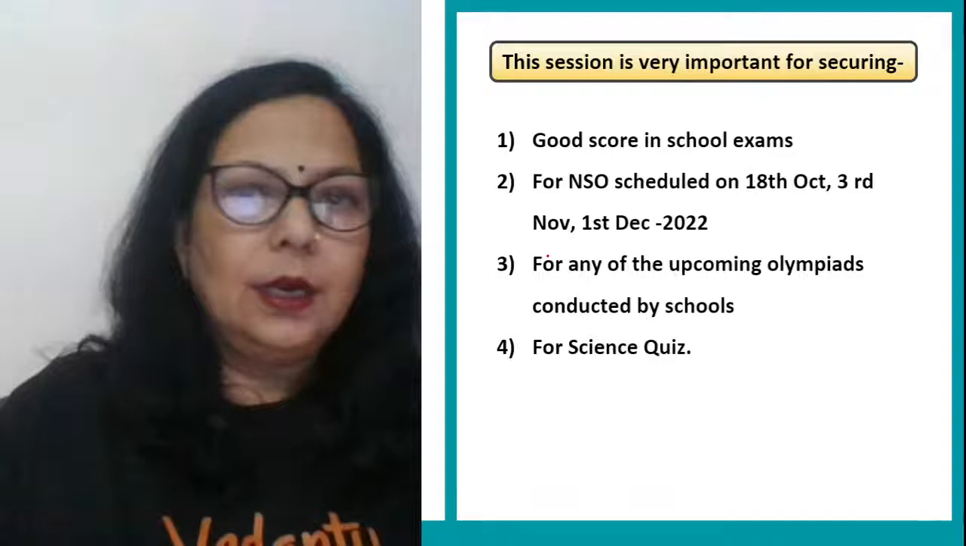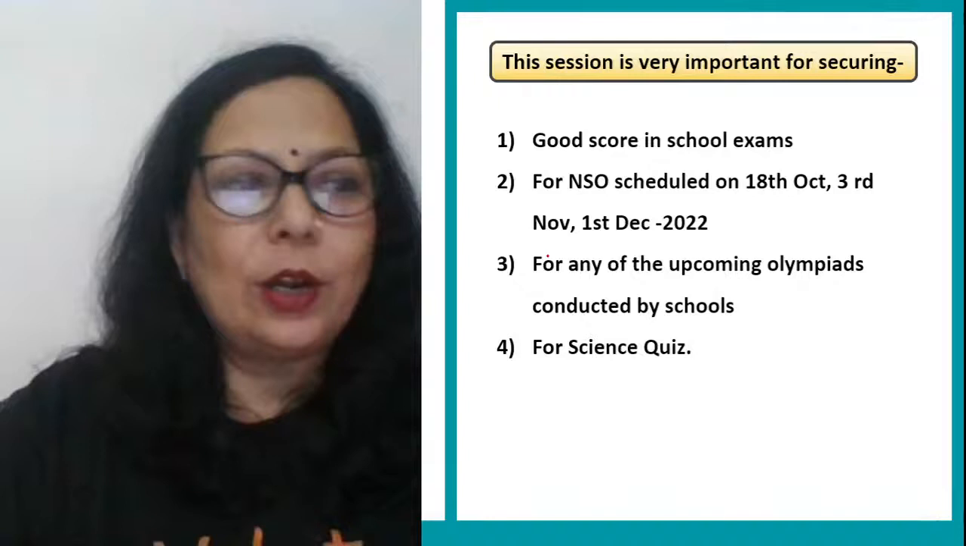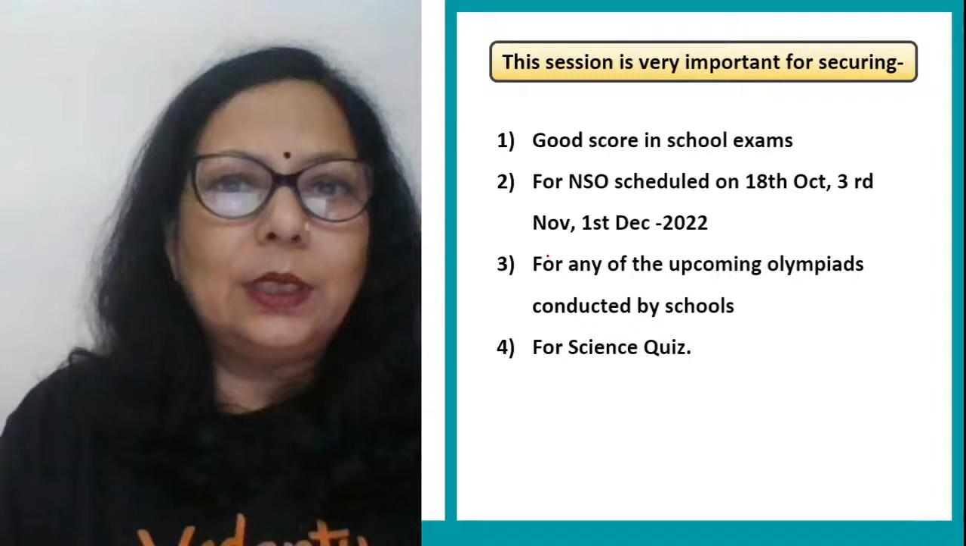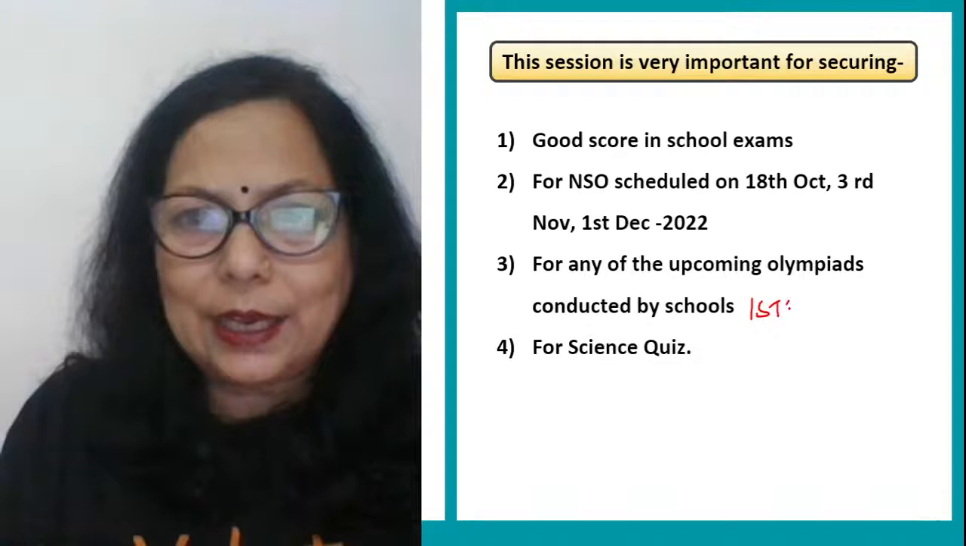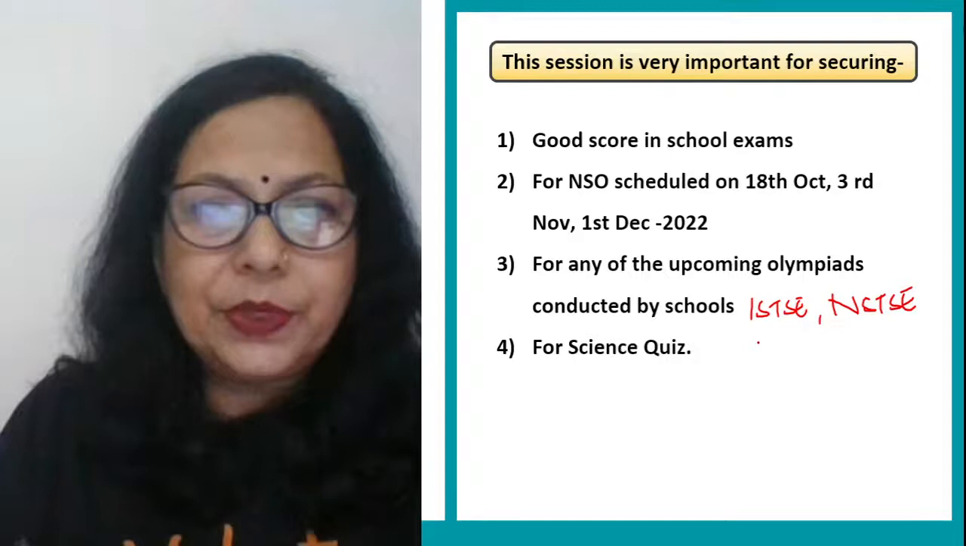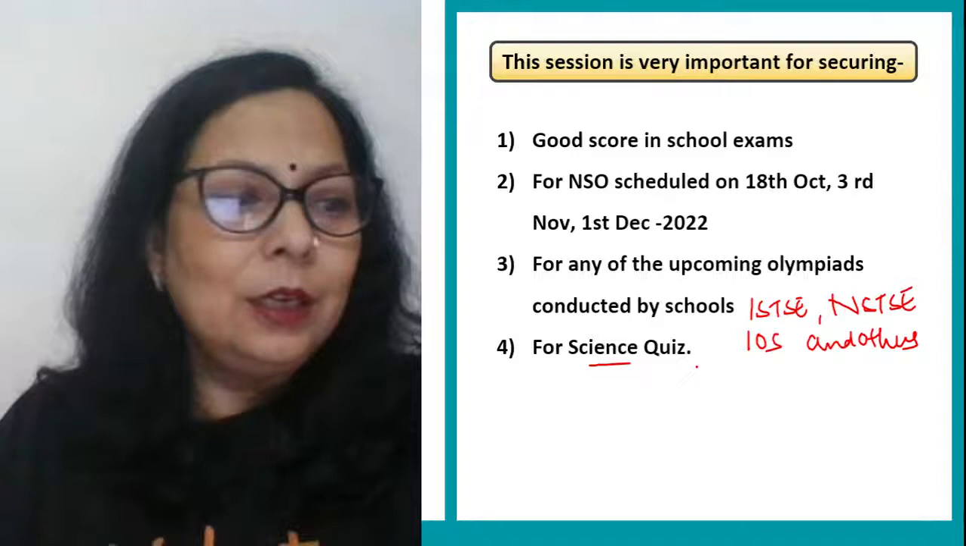First of all, it is important for securing a good score in the school exams. When you do this, your score will definitely be good in the school exams. For NSO scheduled on 18th October, 3rd November, and 1st December. These are the three dates for the Science Olympiad. For any of the upcoming Olympiads conducted by schools, they can be ISTSC, it can be NSTSC, note down, apply in all. Third exam, it can be Silver Zone, IOS, and others, whichever your school conducts. Secondly, your school has a science quiz in one of the competitions in the year. So these are helpful for that also.